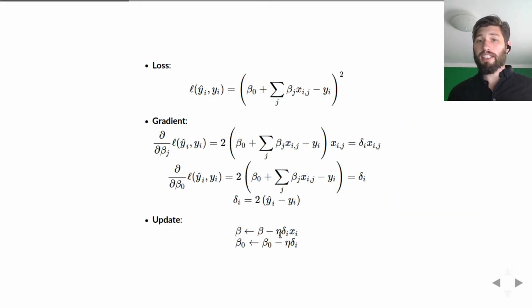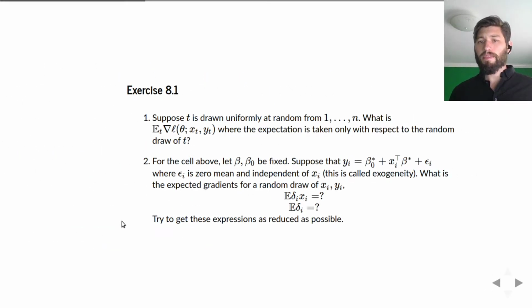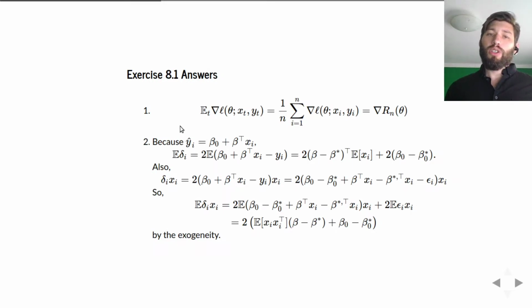In the previous cell, one of the gradient steps was delta_i, that's for the intercept, and then delta_i times x_i, that's for the remainder of beta. So let's think about what these expectations are. Now we're thinking of x and y as random in this case. First of all, let's plug in our y-hats. Our y-hats are beta naught plus beta transpose x_i. Let's just focus on the delta_i term first. This is the intercept term. Let's plug in what delta_i means. This is 2 times y-hat minus y, so the expectation of y-hat minus y.